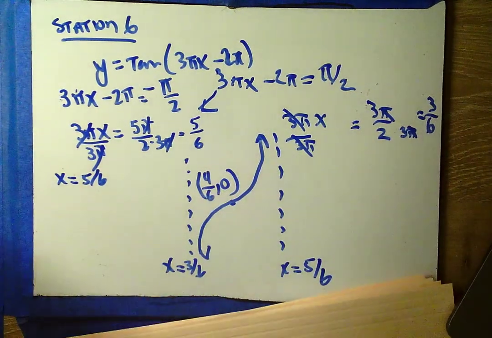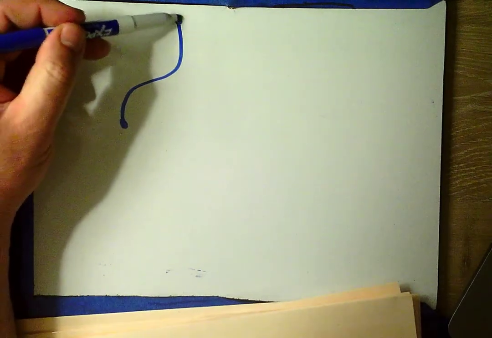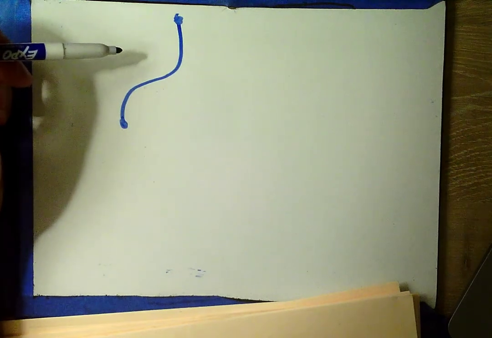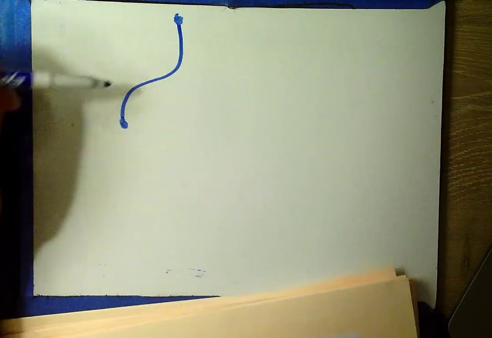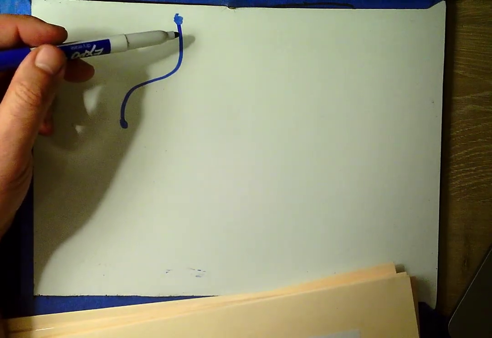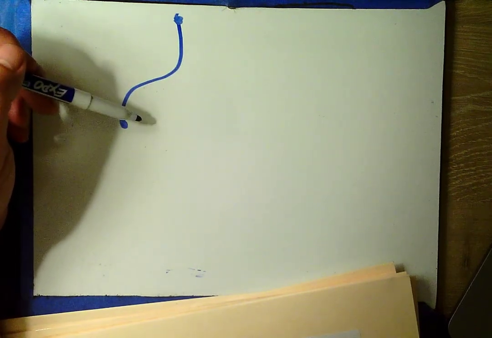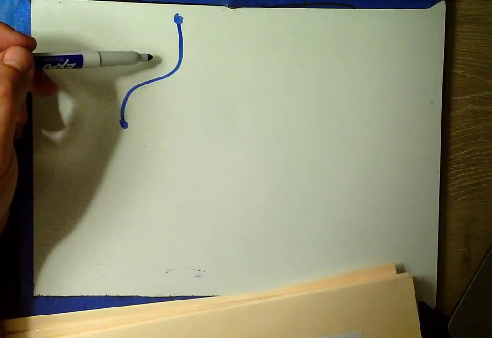Okay, there's station 6. Station 7 asks us to go backwards. The first thing we need to do when we go backwards, remember, is to identify what family of curves. Now, some students want to say that this graph is tangent. Well, I know this graph is not tangent for two reasons. First, it has endpoints. Tangent goes on forever. Second, tangent, while it has a similar shape to this, has vertical asymptotes. I don't see any vertical asymptotes here, so I don't think this is tangent.